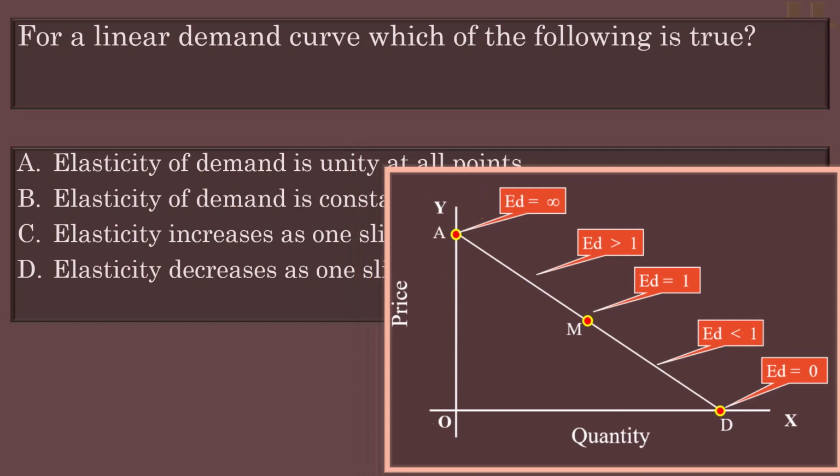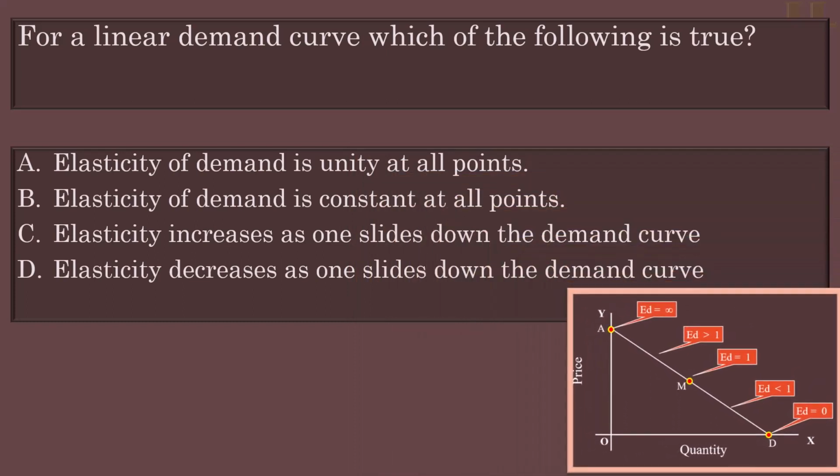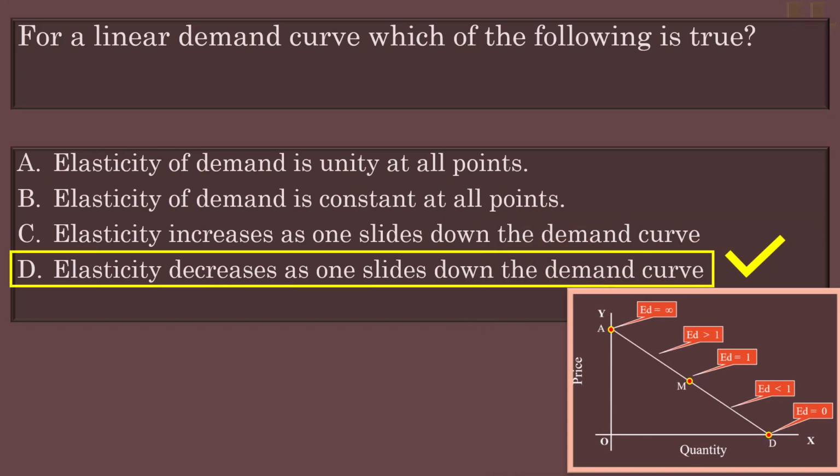Now we shall once again look at the options. Elasticity decreases as one slides down the demand curve is the correct answer. See, when we move down from point A to D, the elasticity falls continuously. So, option D is correct.